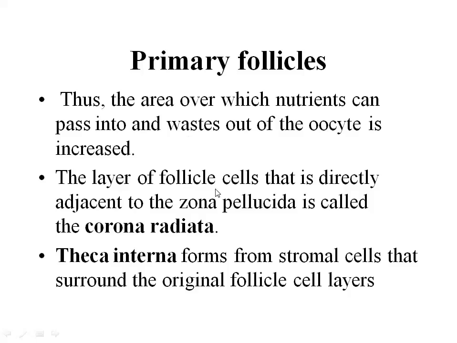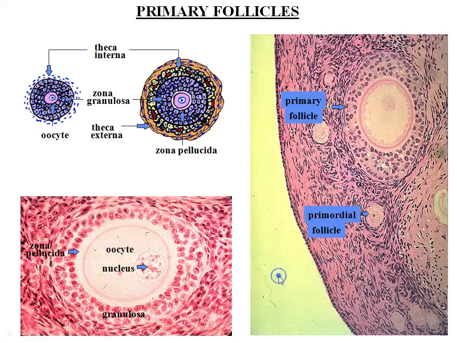The layer of follicle cells that is directly adjacent to the zona pellucida is now called the corona radiata. Okay, one more terminology added here. So around the oocyte, whatever the zona pellucida forms and whatever the microvilli connection between the follicular cells and the oocyte happens, that portion is called the corona radiata. Theca interna forms from the stromal cells that surround the original follicular cell layer. Again, these stromal cells form a connection to that follicular layer, which is called the theca interna.